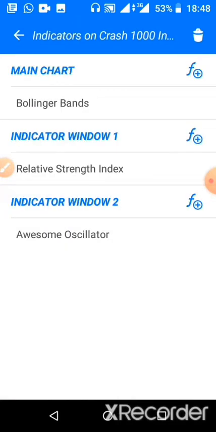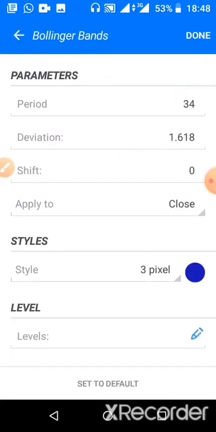So these are my settings. We are having one Bollinger Band, one relative strength index, one awesome oscillator. For the Bollinger Band, these are the settings. Period 34, deviation 1.6, shift 0, apply to close, 3 pixels, blue or whatever color you choose, and you can pause it if I'm moving too fast. You can pause the video and put the settings, then you click done.